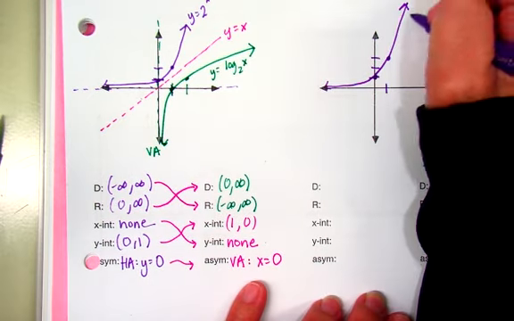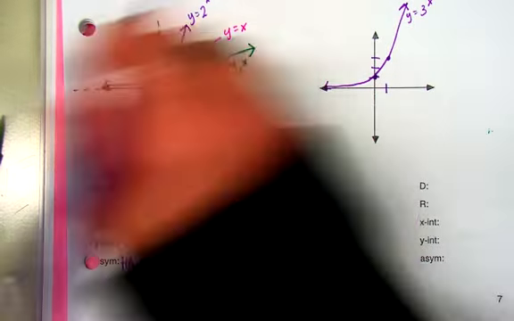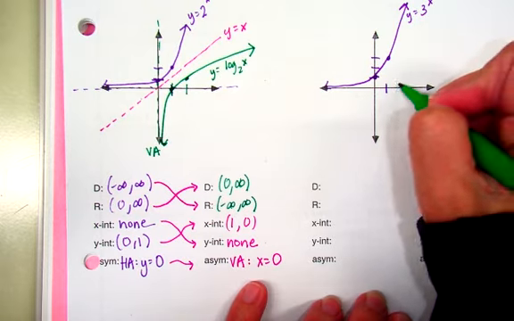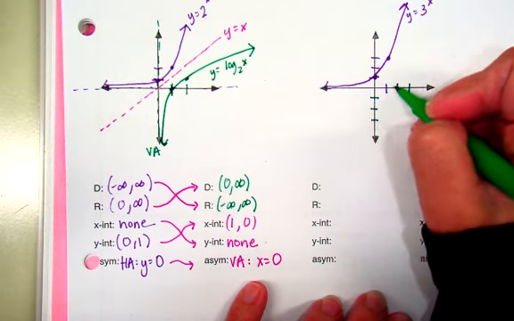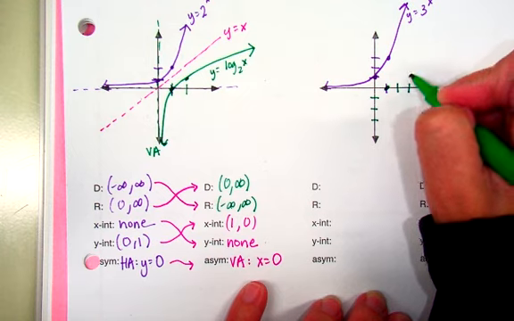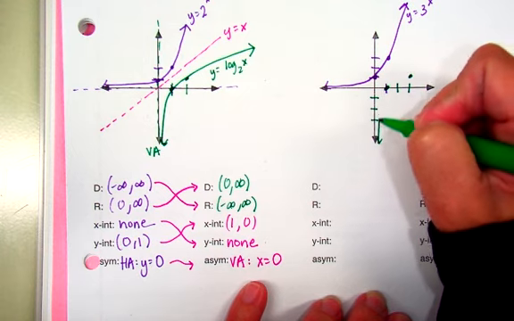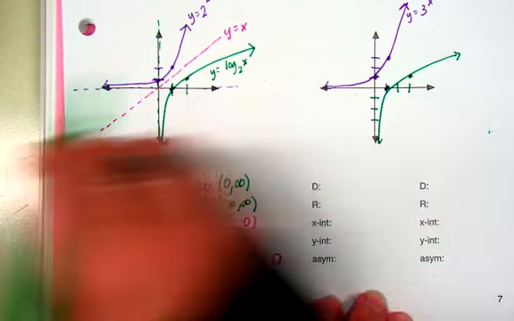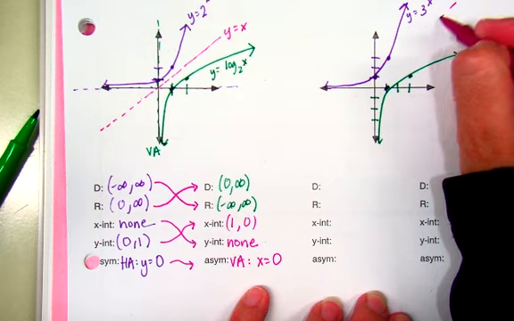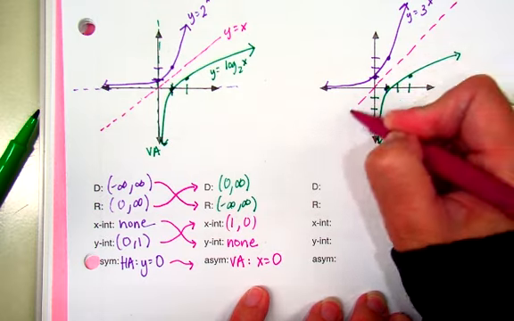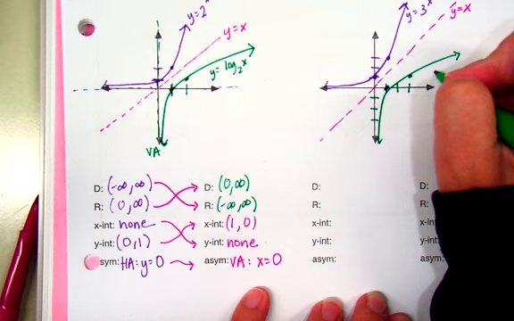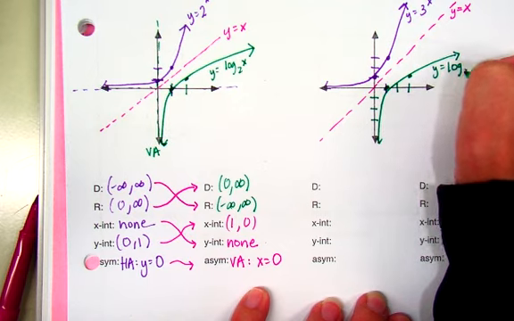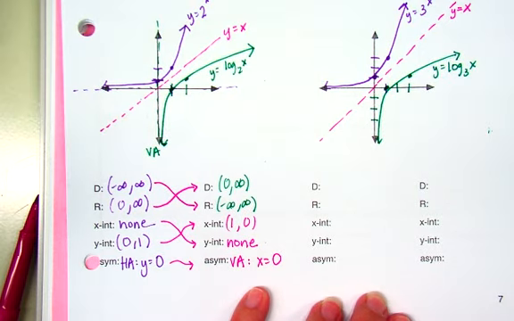So there's my graph of y equals 3 to the x, and then my graph for the log will just look like this. Again, notice how it is a reflection over the line y equals x, and they are complete inverses of each other.